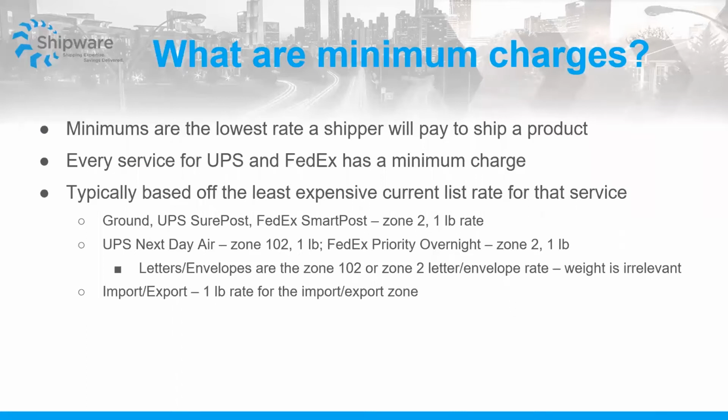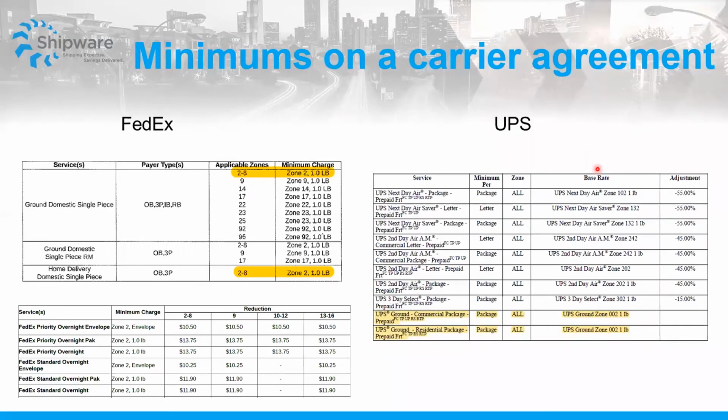And for import and export, it's going to be the 1-pound rate for the import and export zone. So it's going to vary for every individual zone. There'll be a different minimum charge. The zone definitions are slightly different between UPS and between FedEx. Again, this is where you start, and then there'll be reductions off of those, as we'll see as we look at the next page here and discuss what the minimum looks like on your actual agreement.